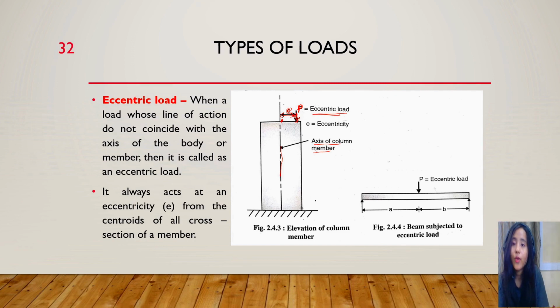When a load whose line of action does not coincide with the line of action of the body, it is called an eccentric load. Here, this load which is applied does not coincide with the line of action of this member, hence the load applied away from the line of action of the member is known as eccentric load. It always acts at an eccentricity E from the centroid of the cross section of the member. Eccentricity E is the distance from the line of action of the member.